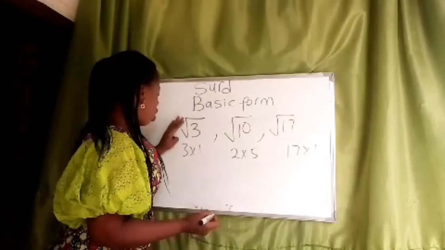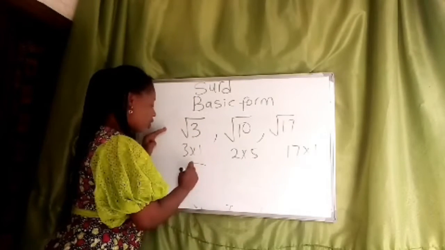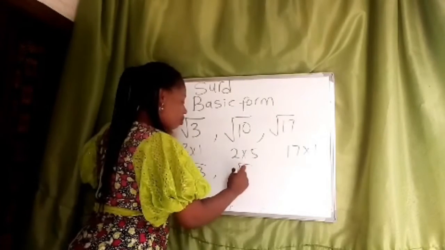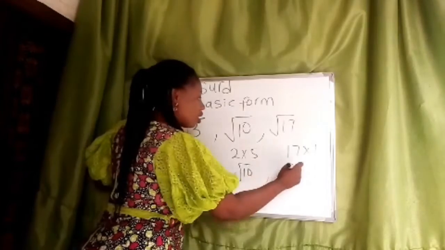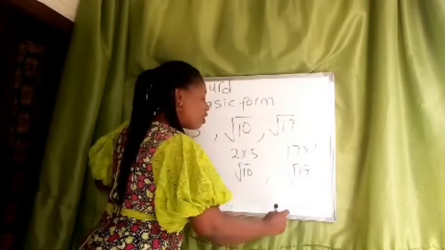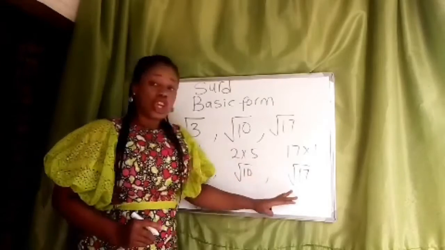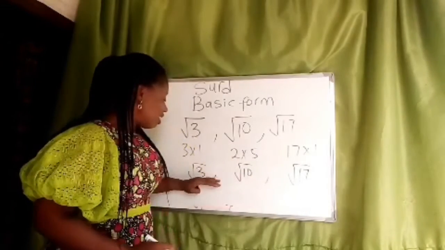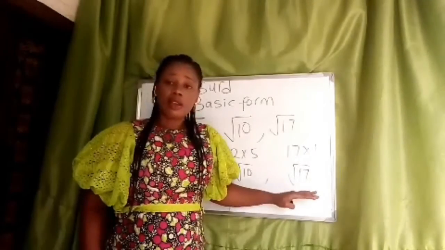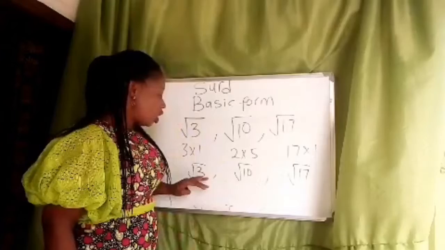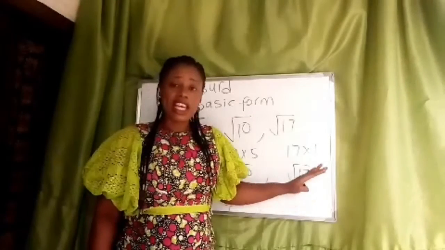So the square root of 3 is in its basic form. It can no longer be simplified further. So when you have something like this, you leave your answer in this form. So the square roots of all these numbers are in their basic form.